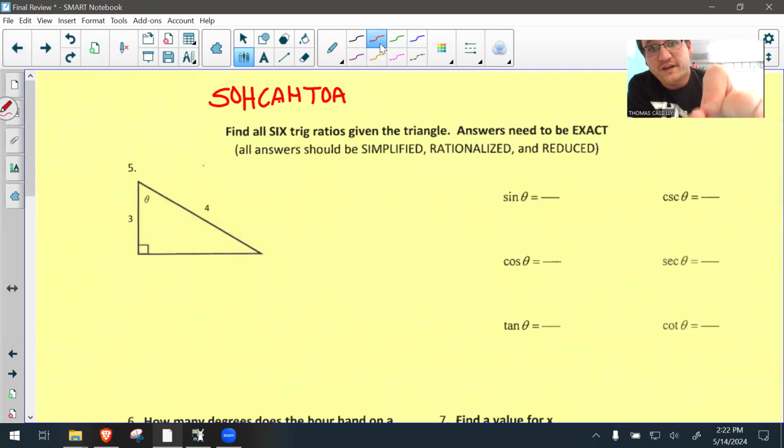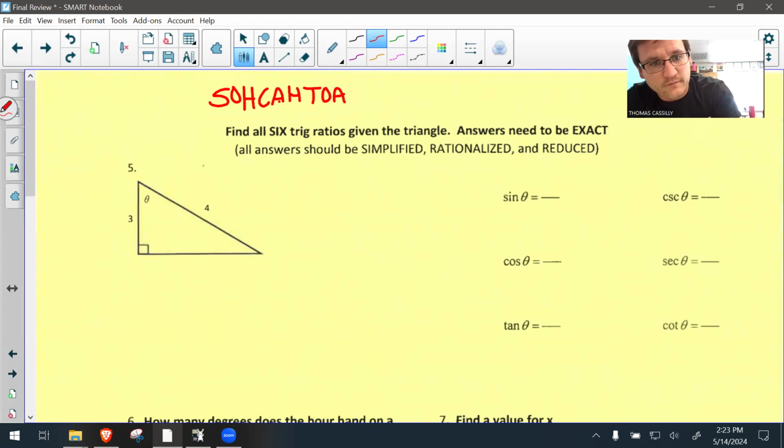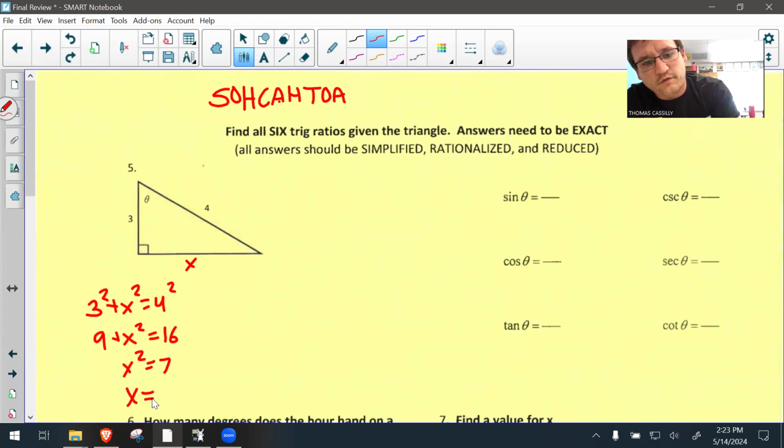So the first thing I noticed that we are missing is this piece right here. In order to get that, we need to do the Pythagorean theorem. So I'm just going to go ahead and call this x or something, right? We know 3 squared plus x squared equals 4 squared. So we have 9 plus x squared equals 16. Subtract the 9 over, x squared is going to give us a 7. Thus, x equals the square root of 7. I should put a plus or minus there, but for the time being, I'm going to leave it as the positive. We'll get into the plus or minus thing a little bit later on. So this piece right here is equal to the square root of 7.